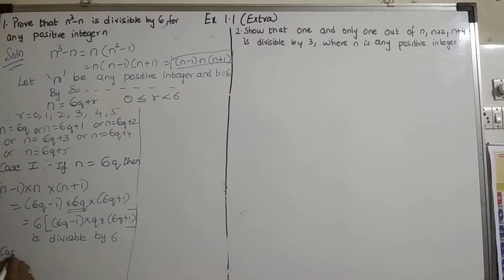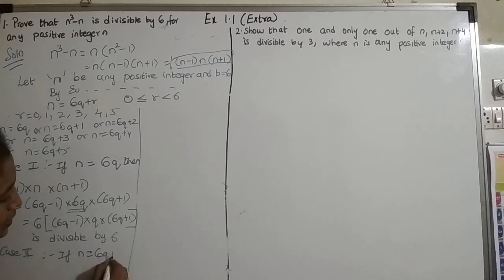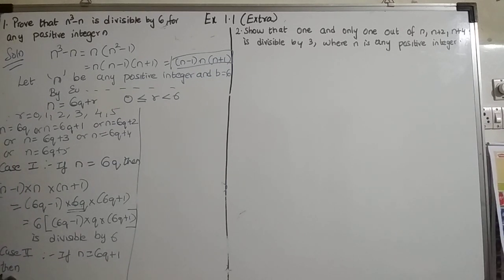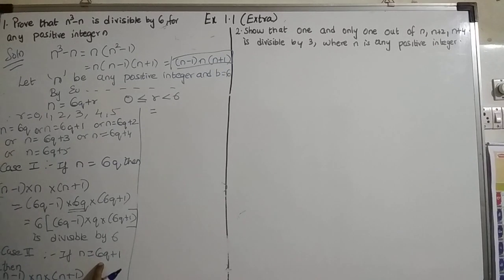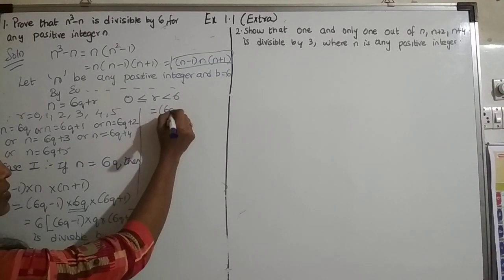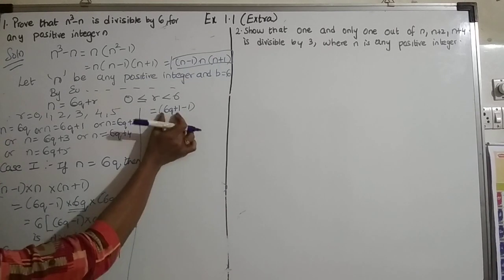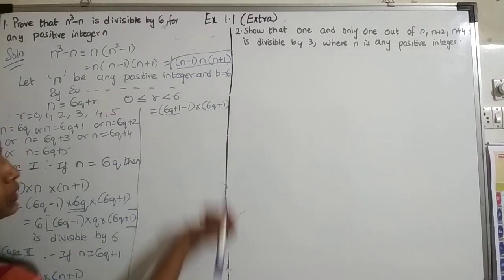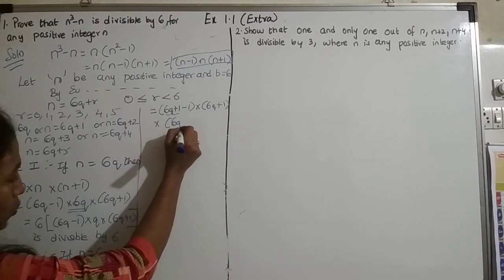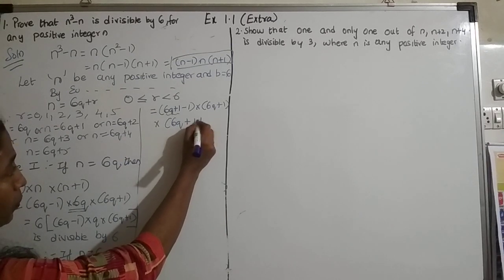Let's take case 2. Case 2, if n equals 6 cube plus 1, again we will do the same thing. We will find n minus 1 into n plus 1. What will you get? So n is in my case 6 cube plus 1. Here I get 6 cube plus 1 minus 1, because this is my n minus 1, into n, so 6 cube plus 1, correct? And here we have 6 cube plus 1 plus 1.